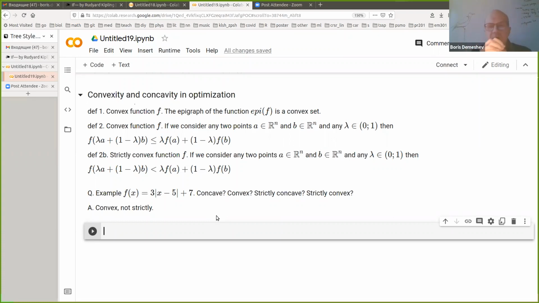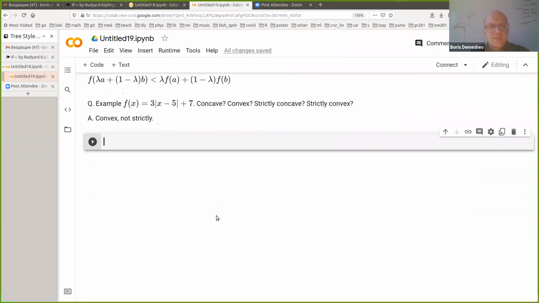Now let's check some implications of concavity and convexity. Excuse me, can I ask a question about this example? Why is it convex and not strictly convex? So let's discuss. Let me draw this function. Just a moment. If I draw this function, it's like a module of x, but shifted, translated, I don't care.